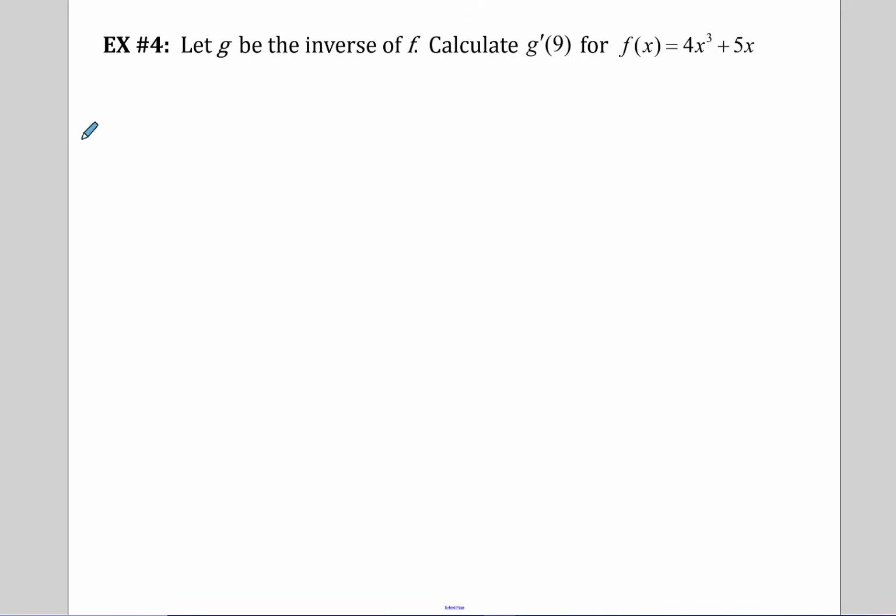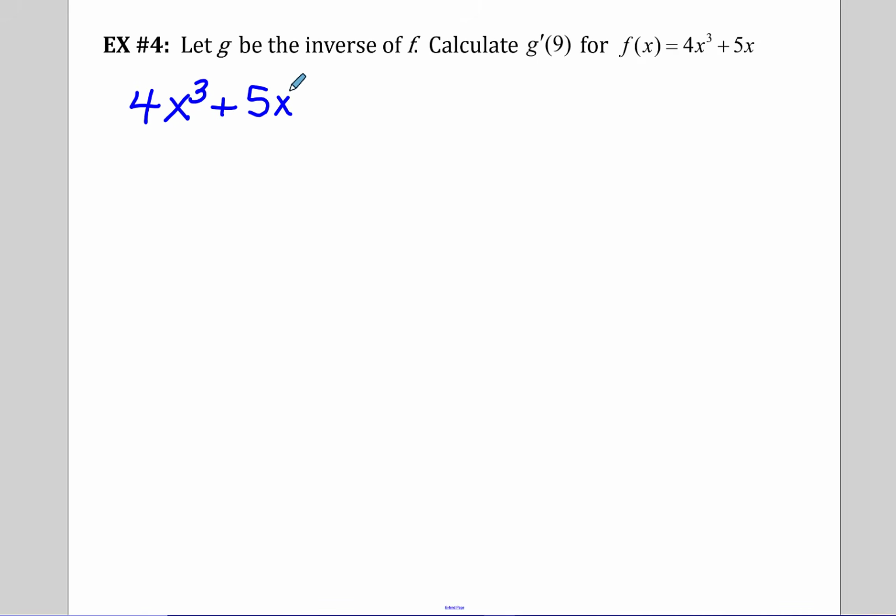In example 4, let g be the inverse of f, and we want to calculate the derivative at 9 for this cubic function f of x. So you can either think about synthetic division, or you can think about inspection here. I see a 4 plus a 5 equals a 9, but let's just work it out mathematically.